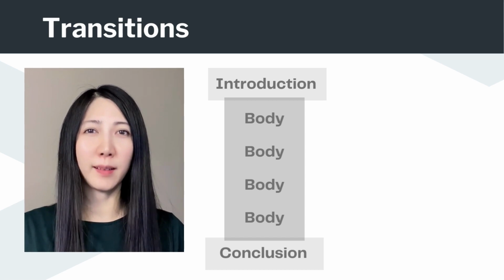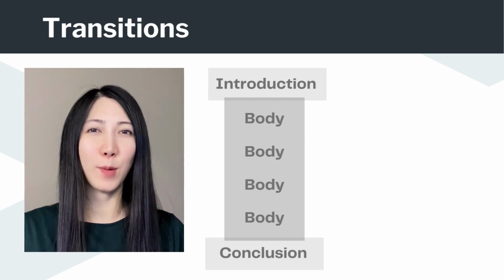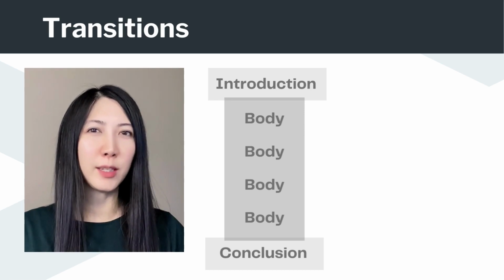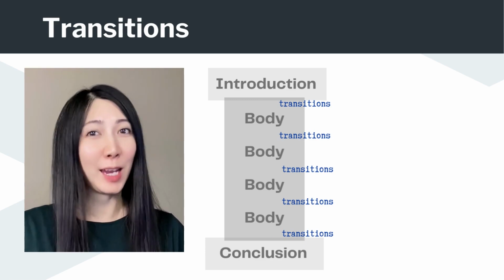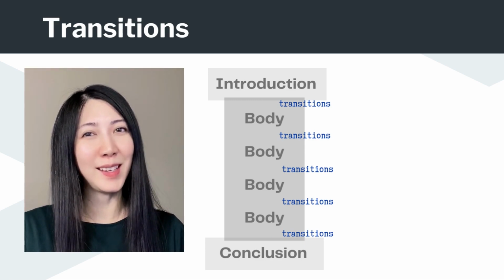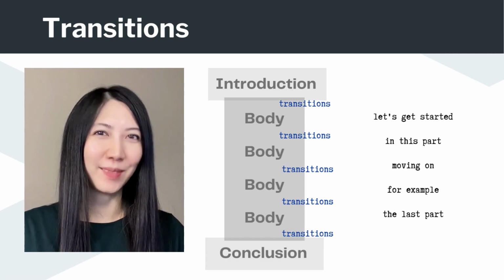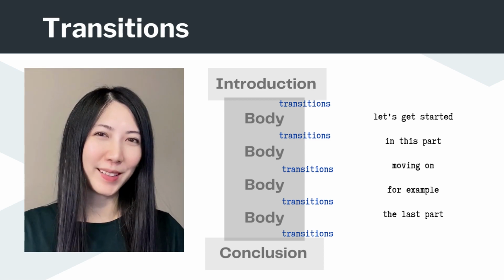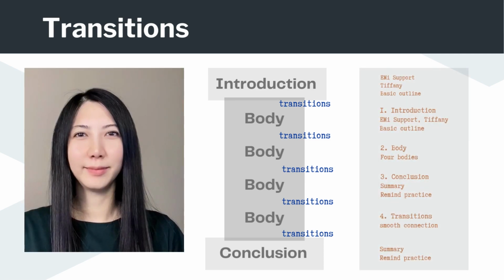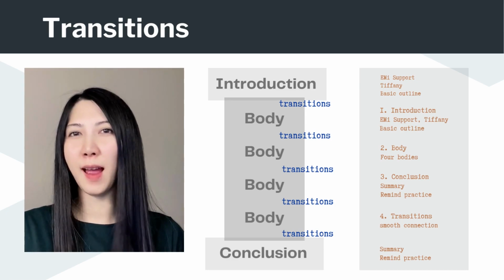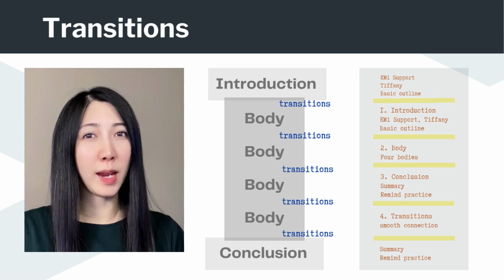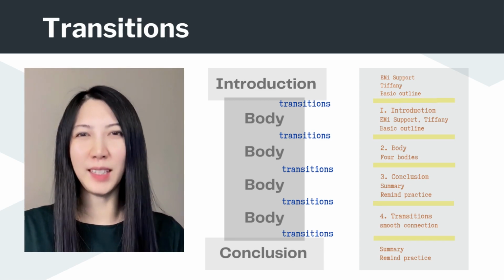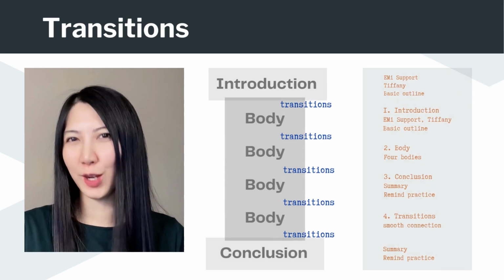There's a lot going on in class, whether it's a 5-minute video like this one or a 2-hour class. So usually some transitions will be added for a smooth connection between parts and ideas. Can you identify some transitions that I used in this video? Let's get started. In this part. Moving on. For example. The last part. Cues like that. If your class has visual aids such as slides to divide the different parts, it's easier to follow. But when you don't have visual aids, such as a real-time class, you'll really need to listen carefully for those transition cues.